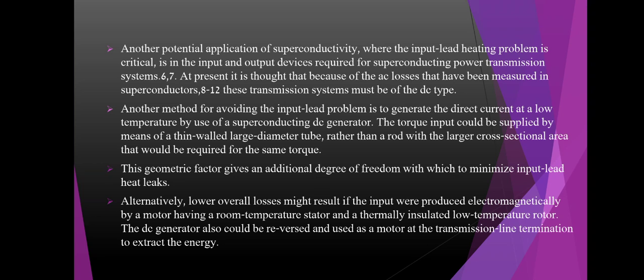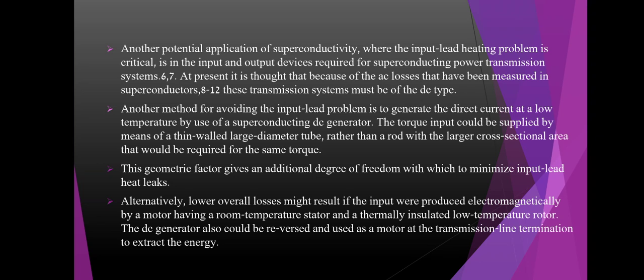Another method for avoiding the input lead problem is to generate the direct current at a low temperature by use of a superconducting DC generator. The torque input could be supplied by means of a thin-walled, large diameter tube rather than a rod with a larger cross-sectional area that would be required for the same torque. This geometric factor gives an additional degree of freedom with which to minimize input lead heat leaks.